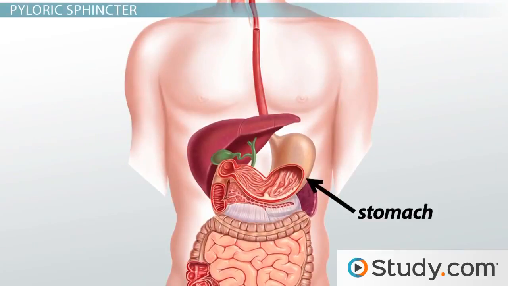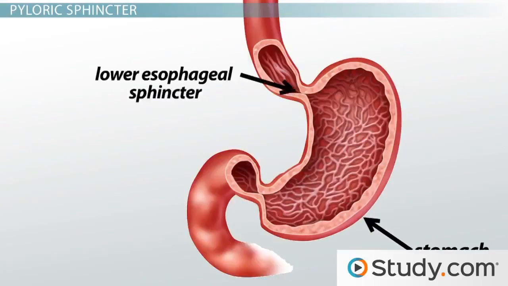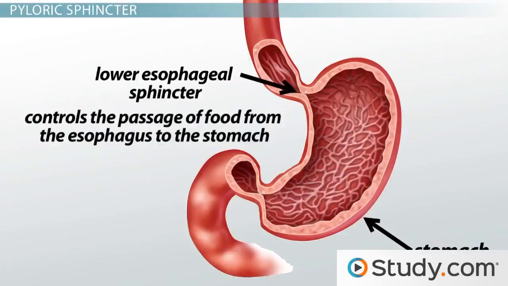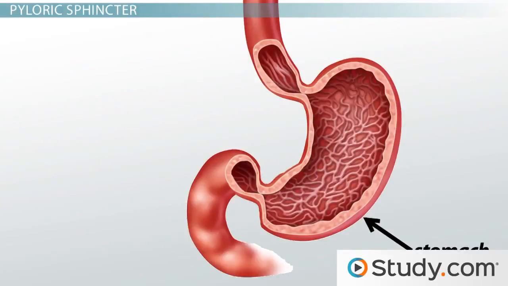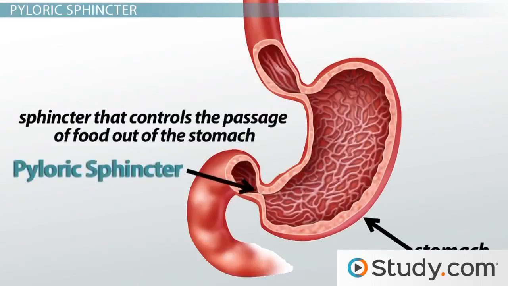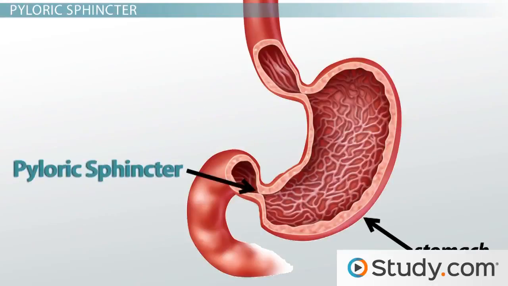We previously learned that food enters the stomach through the lower esophageal sphincter, which is a ring of muscle that acts like a gatekeeper and controls the passage of food from the esophagus to the stomach. In the same fashion, food exits the stomach through another sphincter. The sphincter that controls the passage of food out of the stomach is called the pyloric sphincter. The pyloric sphincter gets its name from the fact that it lies near the pylorus, or terminal section of the stomach. Food must be broken down to a near liquid form in order to pass through this pyloric sphincter.